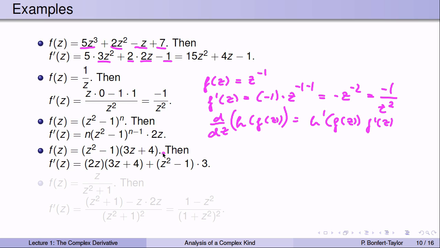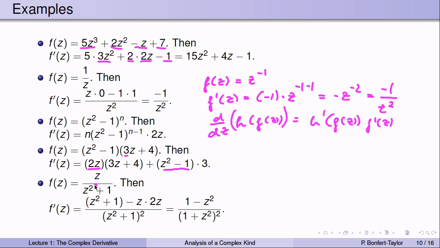which is the product of two functions. Of course, we could multiply through and then differentiate term by term, but I want to show you a use of the product rule here. The product rule said that we need to take the derivative of the first function, which in this case is 2z, the derivative of z squared minus 1, and multiply it with the second function, 3z plus 4, plus the first function, z squared minus 1, times the derivative of the second function. But the derivative of 3z plus 4 is simply 3, because 4 is a constant function whose derivative is 0.